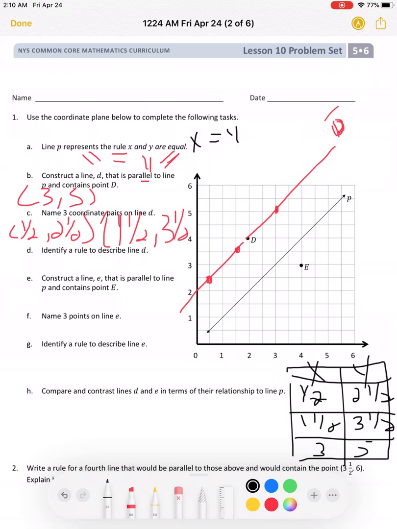So I'll see if I can put it in here. Y equals x plus 2. Okay? Or you can say y equals 2 more than x. We know that means addition. Okay? Let's go to E.